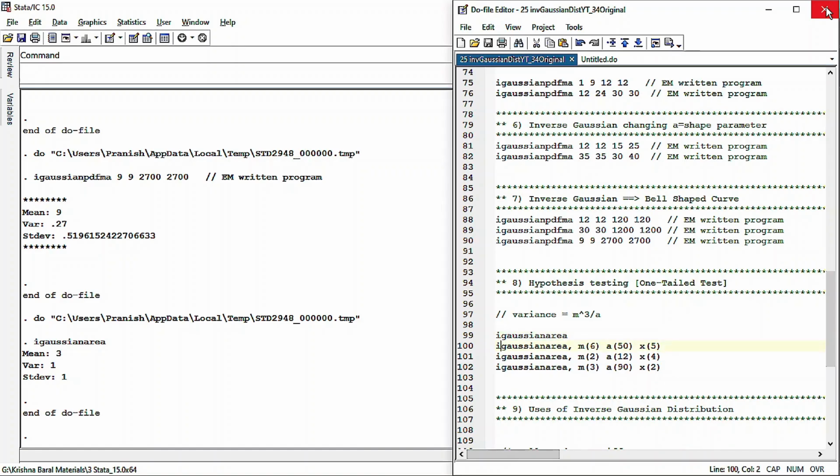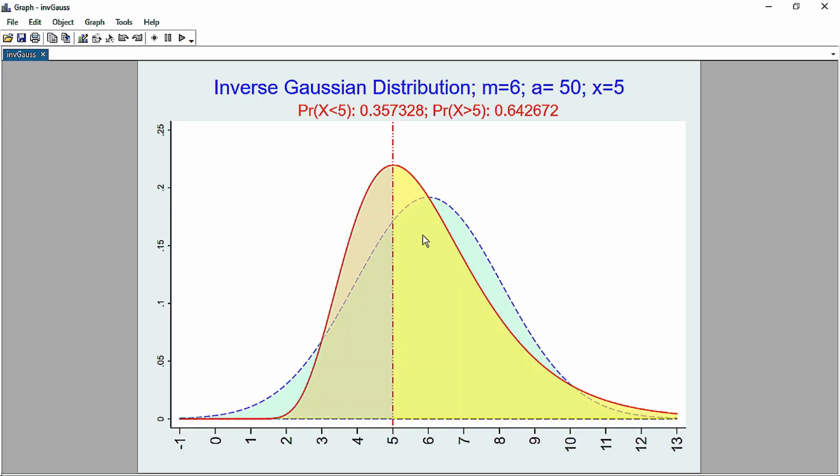Now, if a certain process follows the inverse Gaussian distribution and we have a mean of 6 and a shape parameter of 50, we want to test the hypothesis whether x is equal to 5. We are going to perform a one tail test, and let us see it with the help of the graph. For x equal to 5, this is our null hypothesis, and the two alternative hypotheses are x less than 5 and x greater than 5. Again, both regions cover more than 5% of the area. So we fail to reject the null in either case, either on the left tail test or on the right tail test. That is why we conclude that the value of x is equal to 5.